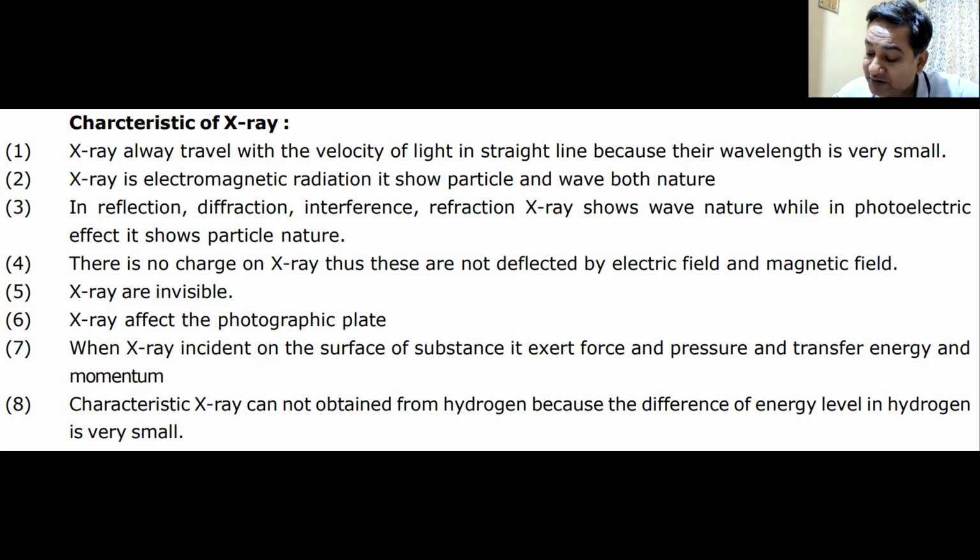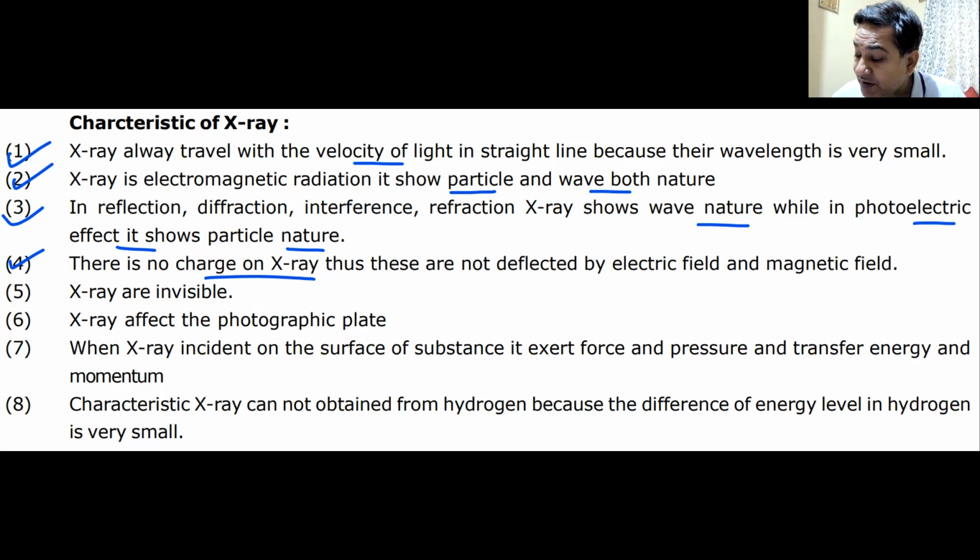X-rays always travel with the speed of light. Yes or no? Yes, sir. It's an electromagnetic radiation. It shows both particle and wave nature. It is a photon type. It has dual nature. In reflection and diffraction, it shows wave nature, but in the photoelectric effect, it shows particle nature. We have already covered this. There are many times a question is asked: can X-rays be deflected by an electromagnetic field? No, it has no charge. It cannot be deflected by an electromagnetic field. Yes or no? Yes, sir.